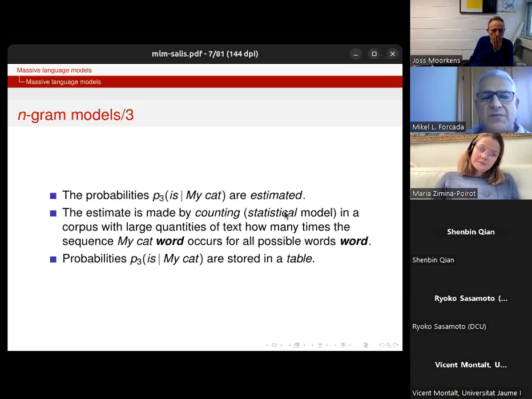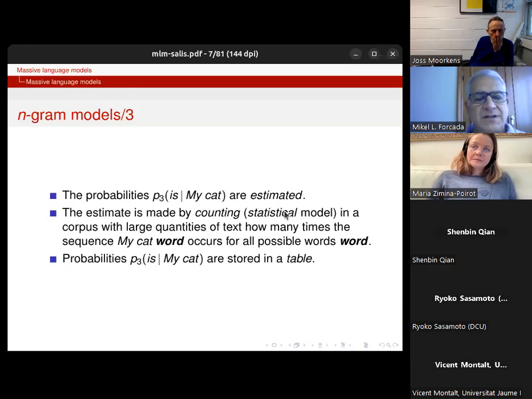These probabilities come from estimates, and these estimates are made by counting. So it's also fair to call these statistical models because they basically count how many times a sequence like "my cat" occurs, followed by any possible word. So these probabilities of the form probability of "is" after "my cat" are stored in a table.